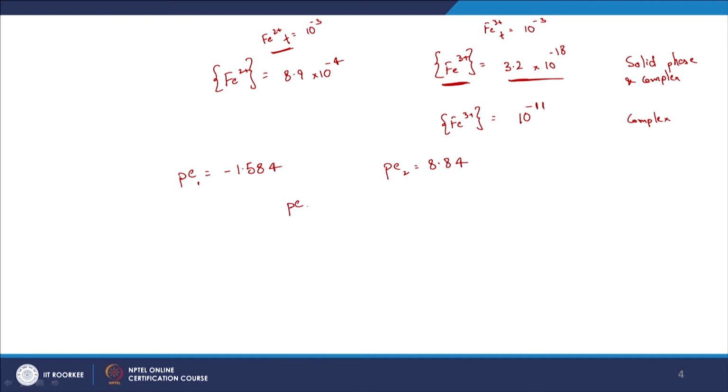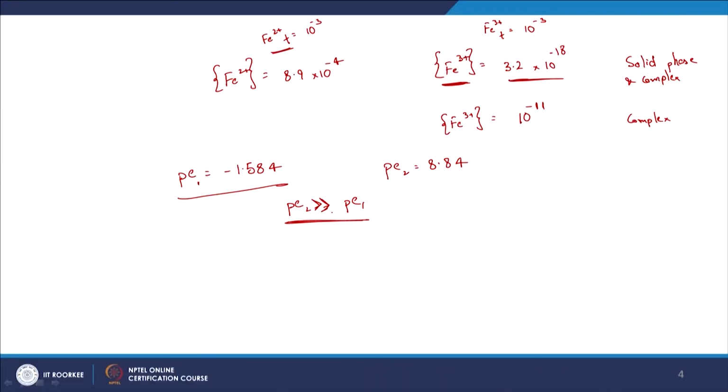And now you see that the PE2 value is far greater than PE1, right. Again, what does this mean? In this particular case, there is a very strong tendency for your ferrous iron to want to reduce C2Cl4, right.